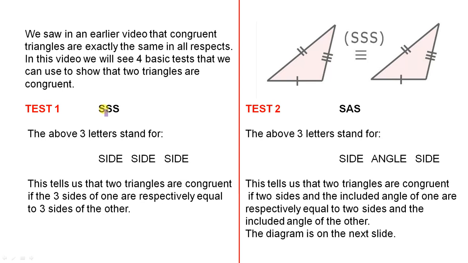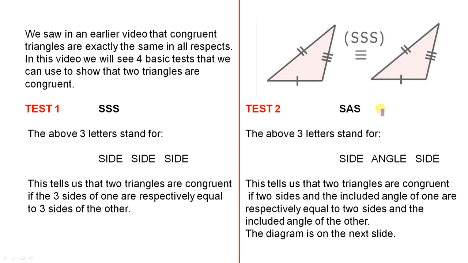Test 1 is called SSS. The above 3 letters stand for side, side, side. This tells us that two triangles are congruent if the 3 sides of one are respectively equal to 3 sides of the other. And here we are. There's a triangle here and a triangle there, and those marks there tell us that those 3 sides are respectively equal to those 3 sides. This symbol here means congruence, and the reason is side, side, side.